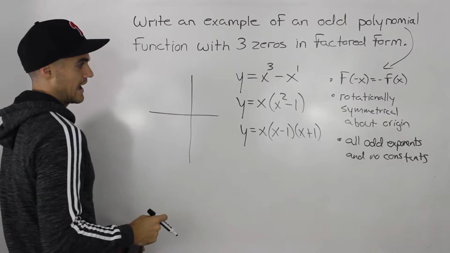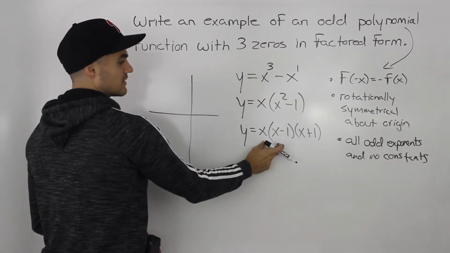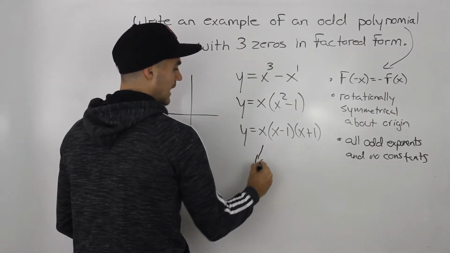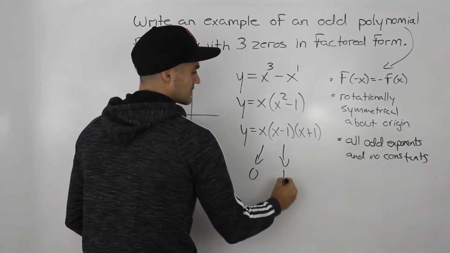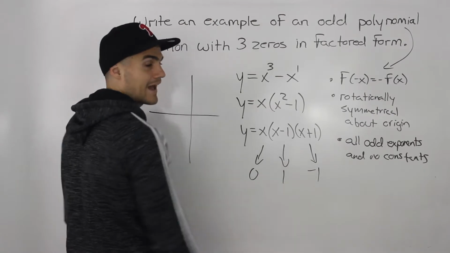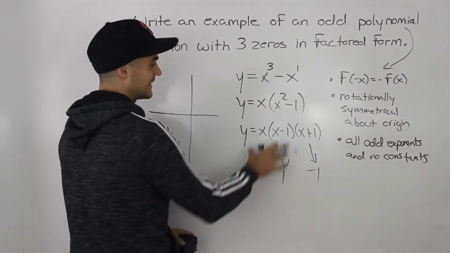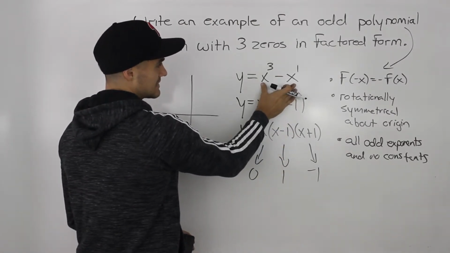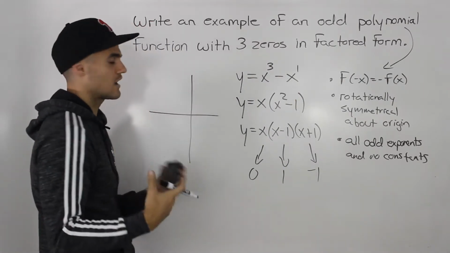And notice how we took this function, we factored it, so it's in factored form, and notice how it has 3 x-intercepts at 0, at 1, and at negative 1. But again, getting to this and just realizing that this is how you do it, it's tough to tell.